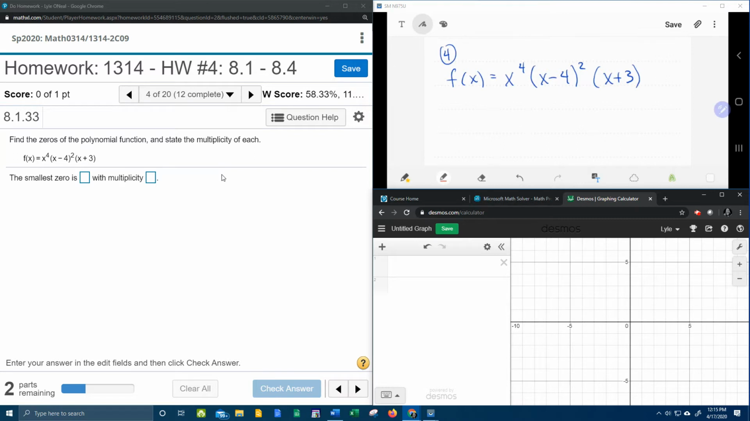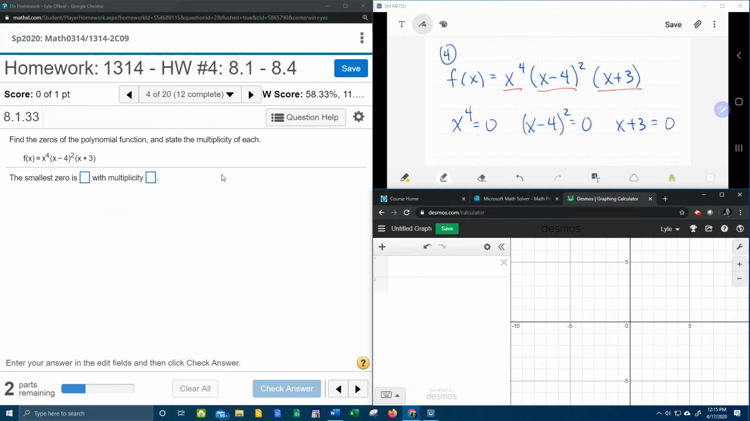Now, the way that you find the zeros, if your function is already factored, is you're going to set each factor equal to zero. So we're going to start and we're going to say x to the fourth equals zero, (x minus 4) squared equals zero, and x plus 3. That doesn't have an exponent, which is understood to be 1, so we can just say x plus 3 equals 0.